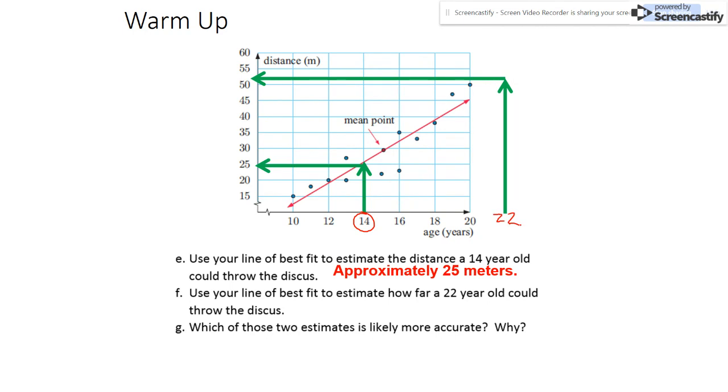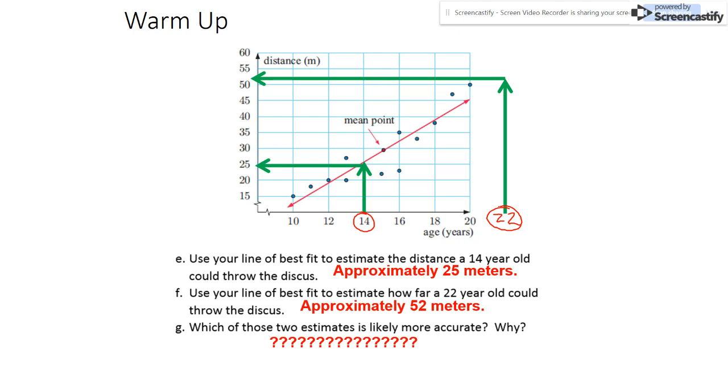I'm still going to try to estimate that as best as I can. I'm going to say that's approximately 52 meters is what a 22-year-old could throw, according to my line of best fit. So now, which of those 2 estimates is likely more accurate and why? So other than the fact, I'm going to say ignore the fact that 22 does not fit on my graph, or it's not on my graph. If I had an extended graph and I actually had 22 on that where I could easily mark it, I still want to know which one of these is more accurate.